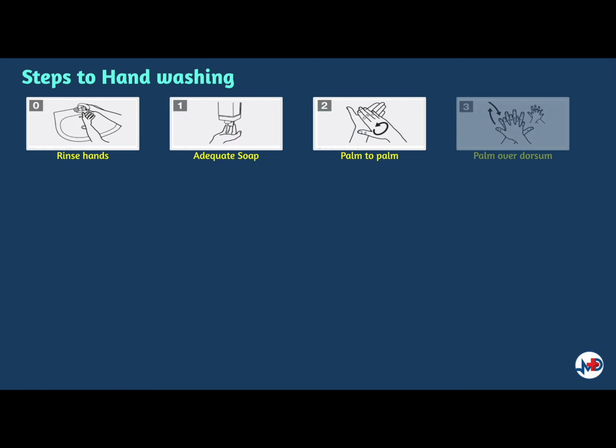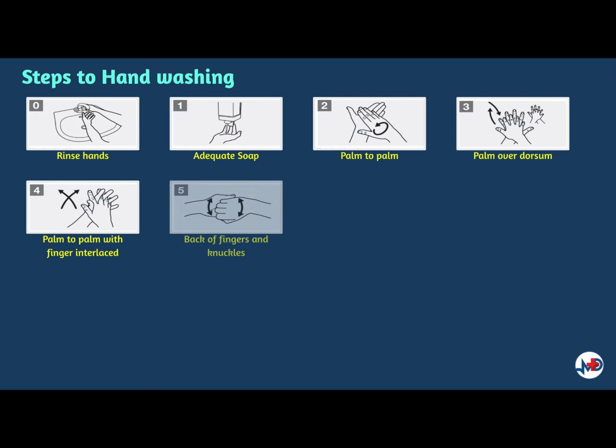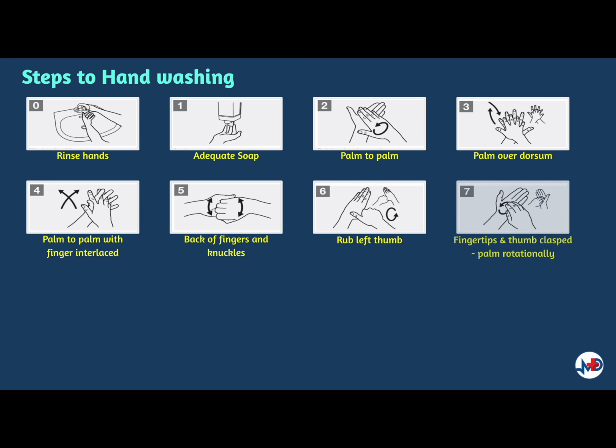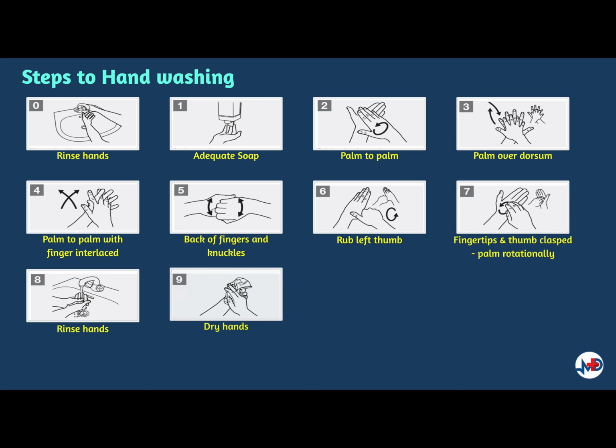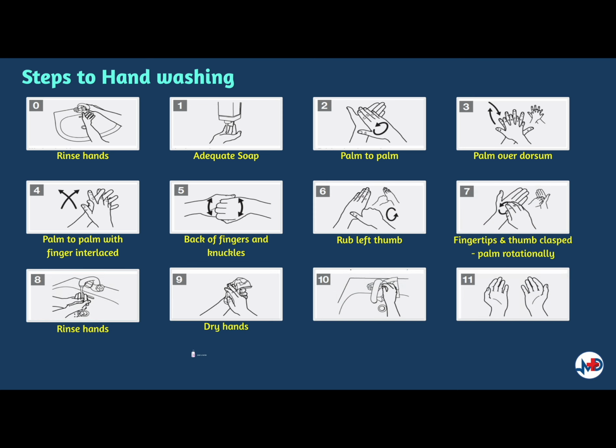The equipment needed to perform hand wash is a plain or antimicrobial soap and water. Now, let's look at the steps to hand washing. First of all, rinse the hands with water. Take adequate soap in the palm of your hands. Rub the hands palm to palm.